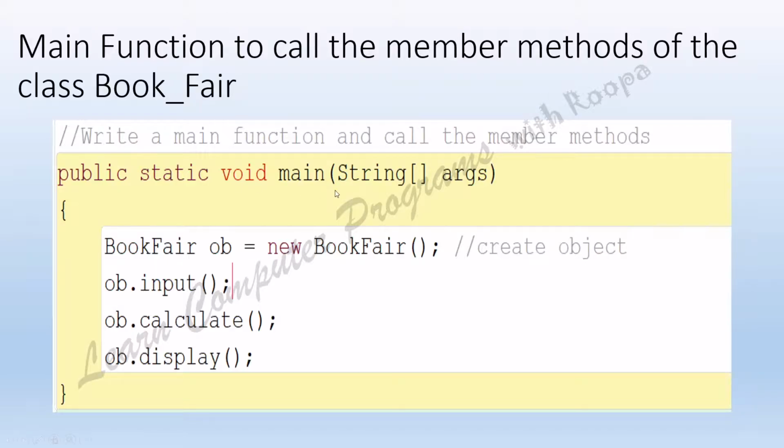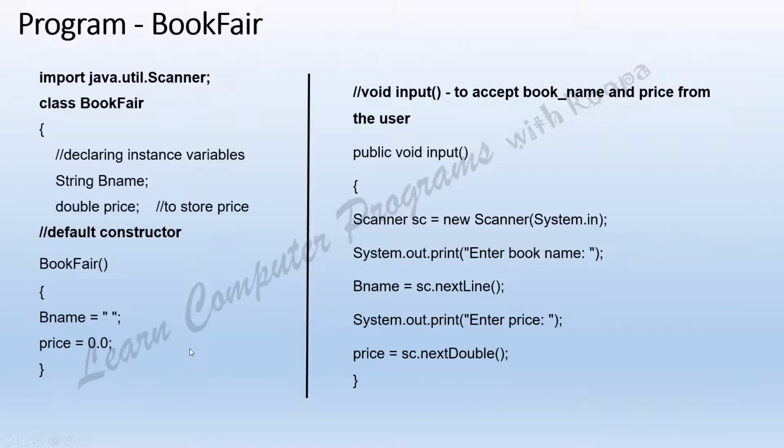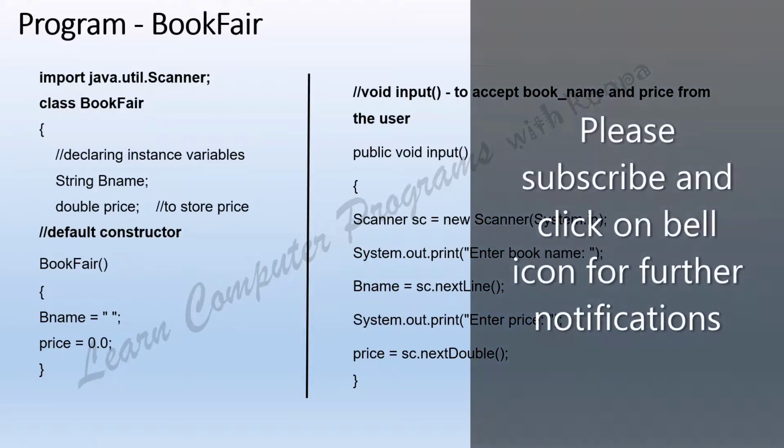So here you have to say public static void main(String args[]), and here I am creating an object of BookFair, ob. The object name can be anything you want, and then object name dot method name. So ob.input(), ob.calculate(), ob.display(). After this, here I have just shown you the program.